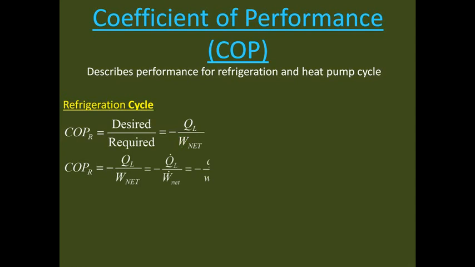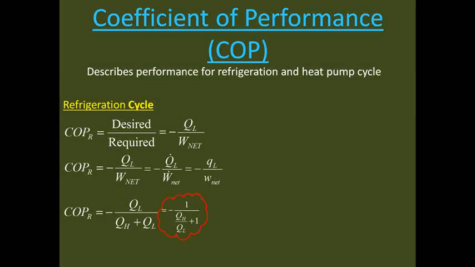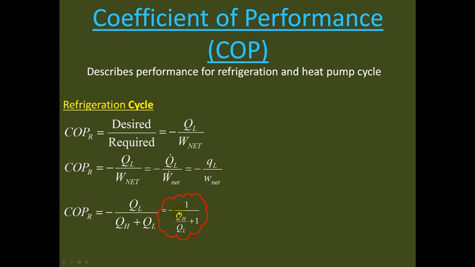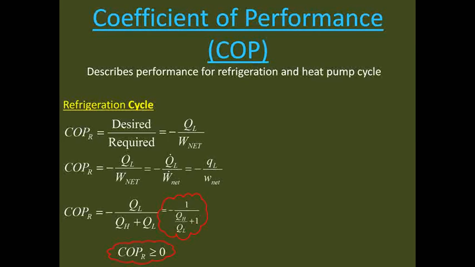We can again rewrite this in terms of rates of time or per unit mass. If we substitute in for our net work the sum of the heat transfers, and then divide by our heat transfer rate associated with the low reservoir, what you get is negative 1 divided by the quantity heat transfer rate high divided by heat transfer rate low, plus 1. This is another way of writing your coefficient of performance for refrigeration. The limitation for coefficient of performance of refrigeration is that it must be greater than or equal to 0, the lowest value you can get.